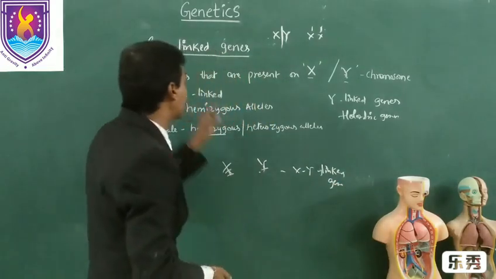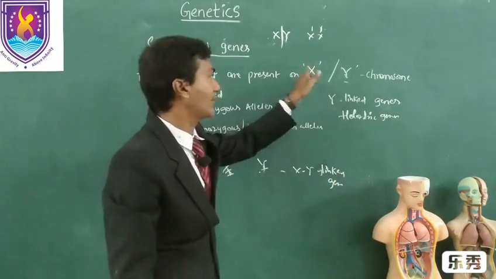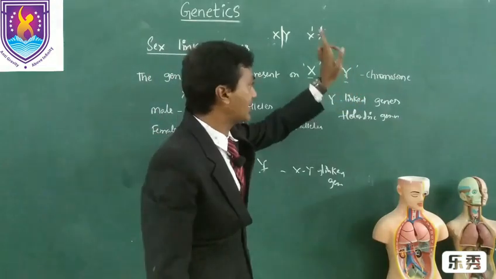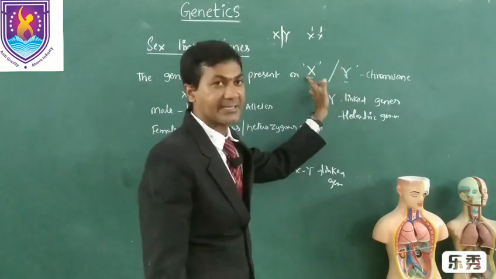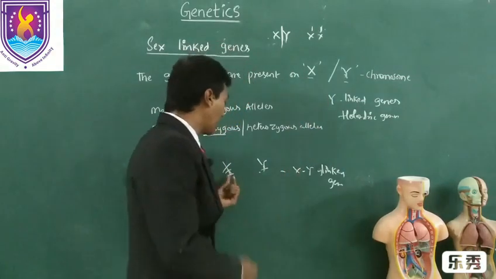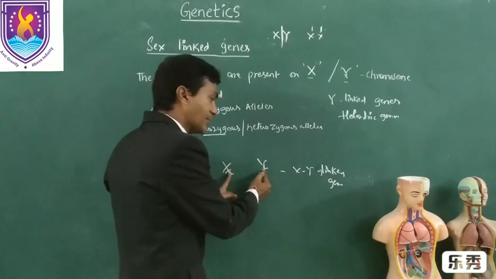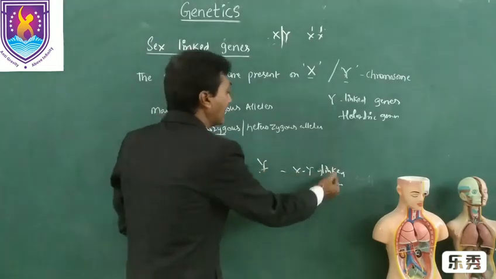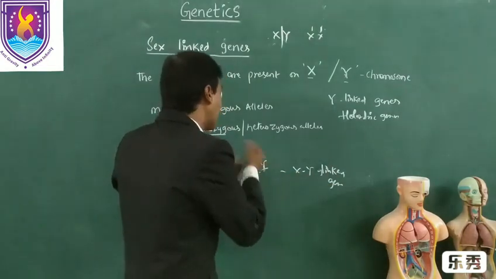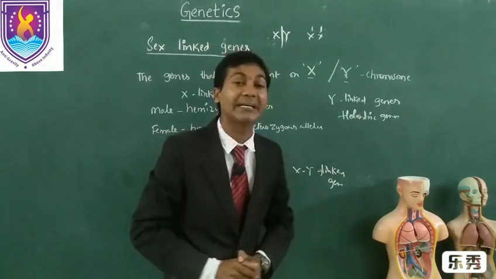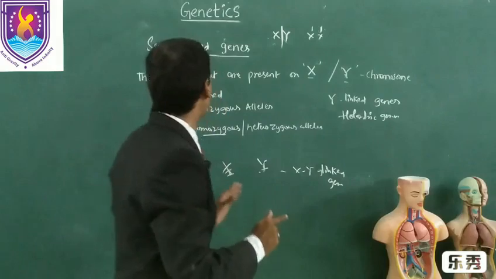My dear students, X-linked genes are present on X but whose allele is absent in Y. Y-linked genes are present on Y whose allele is absent in X. But sometimes some homologous regions of X and Y have the same genes, which can pair and cross over during meiosis, and these are known as XY-linked genes. So this is regarding sex-linked genes.